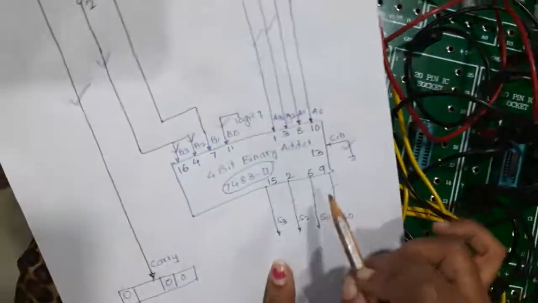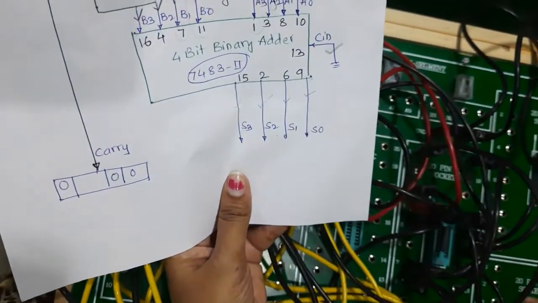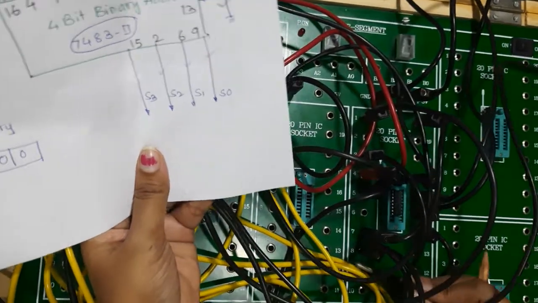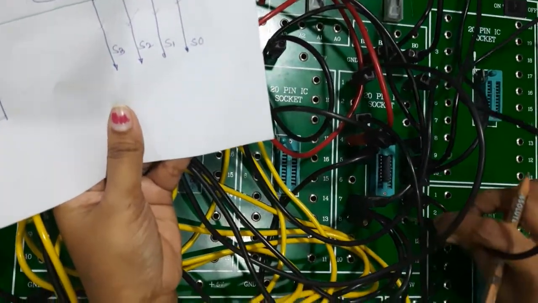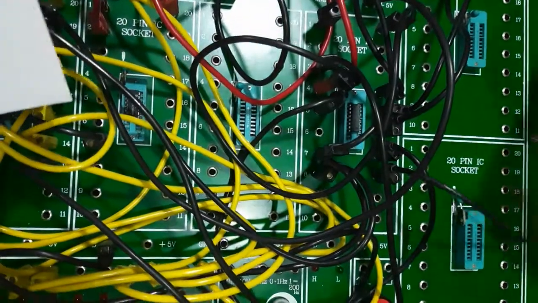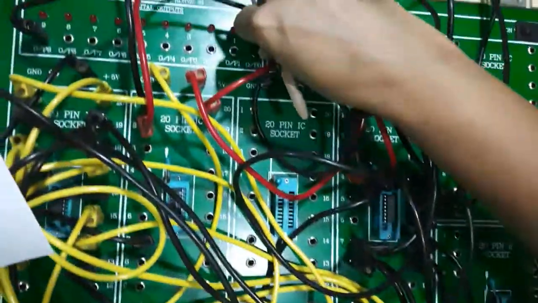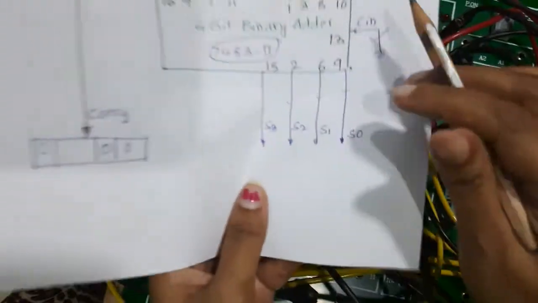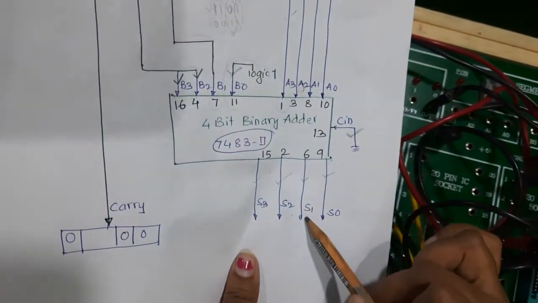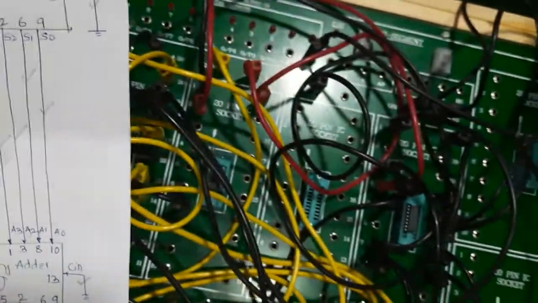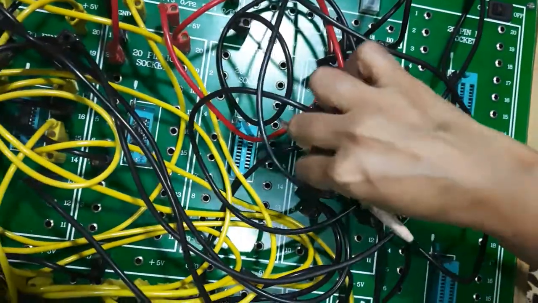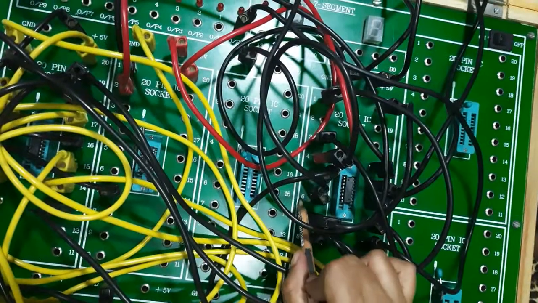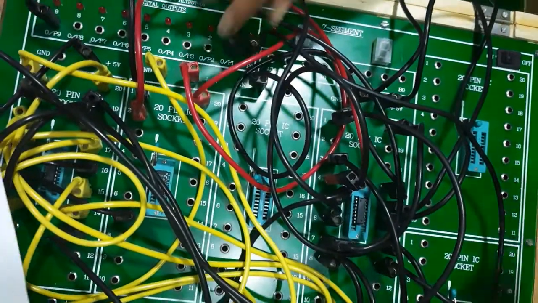Now we have to just take out the outputs. The output is taken from the second binary adder. So we'll map it. The 9th pin of the second binary adder: 8, 9. The 9th pin of the second binary adder will be my S0. The 6th pin of the second binary adder is S1. Here it is, the 6th pin, is my S1.